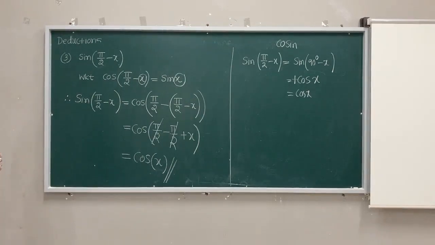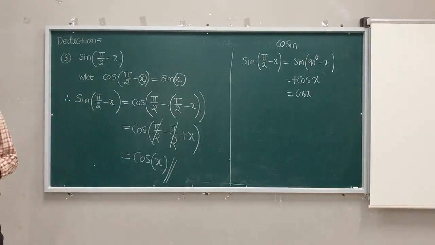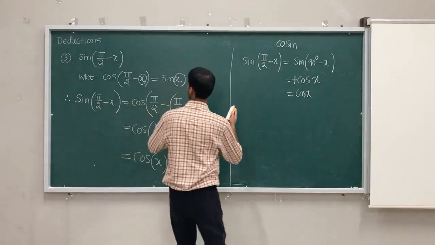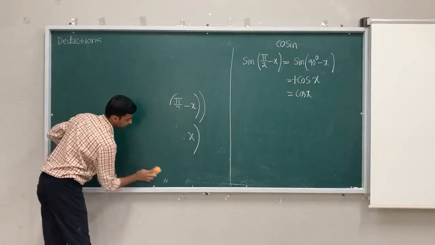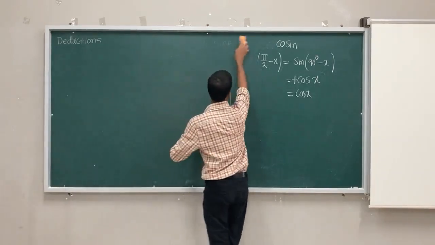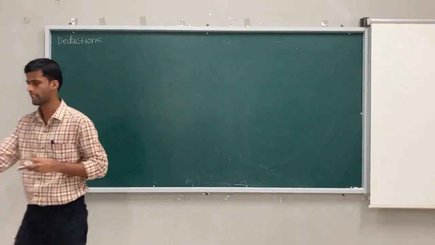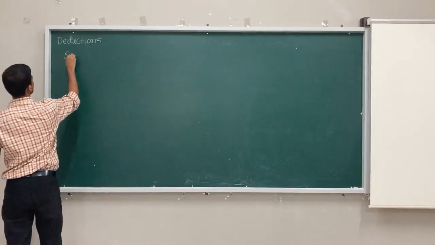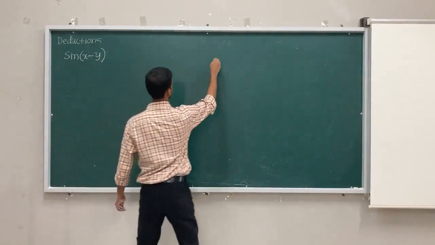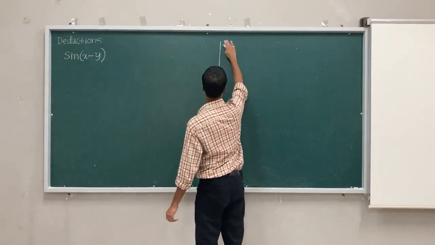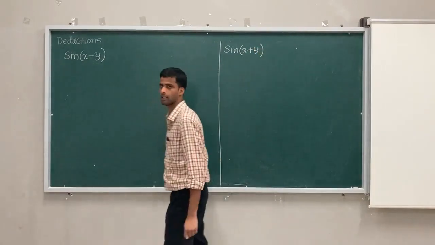Now let me use one more reduction. The fourth reduction I want to give you. Let me prove these two results and let me wind up this session. Sine of x minus 1 and sine of x plus 1. I have to find the answer for both. So what will I do?